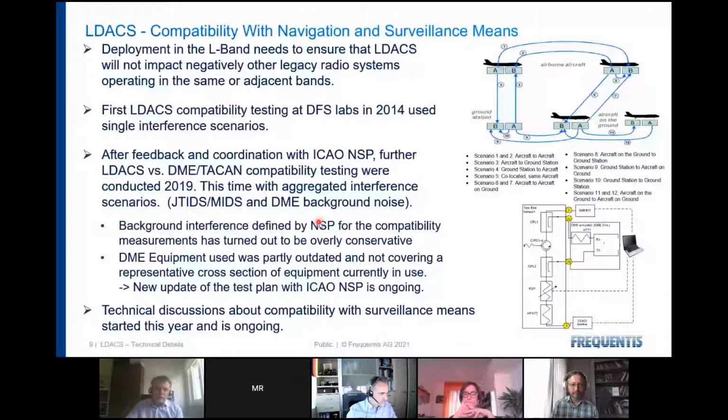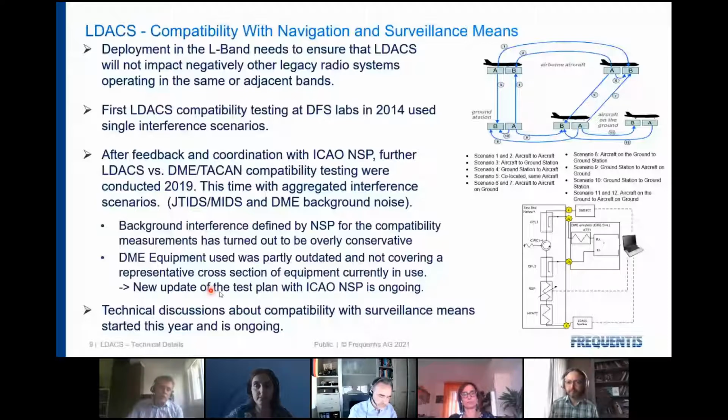Unfortunately, the background interference defined for the compatibility measurement has turned out to be overly conservative, and in addition, that means that also without LDACS, the DME receivers were not fulfilling the required performance requirements, or the needed performance requirements.